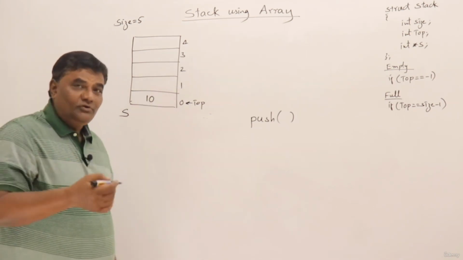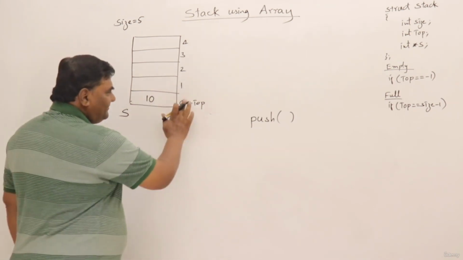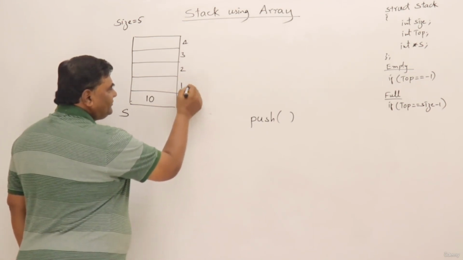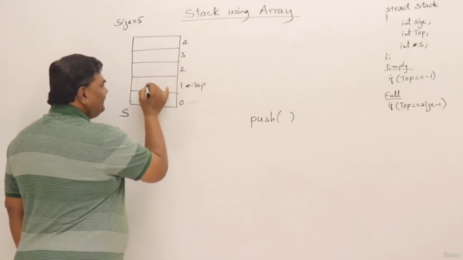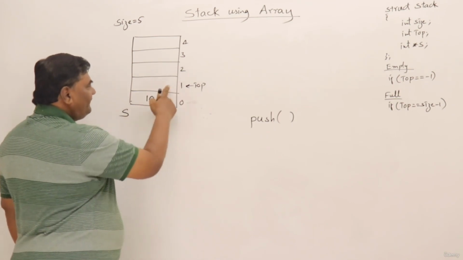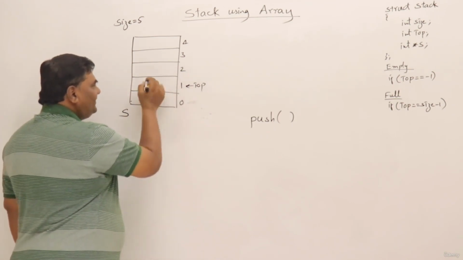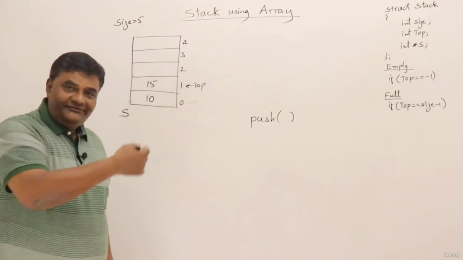Then I want to insert one more value, 15. So increment top pointer, top plus plus, top will move here and insert the value at s of top, that is s of 1. Top is 1 now. So s of 1, insert a value. I'll insert few more values.